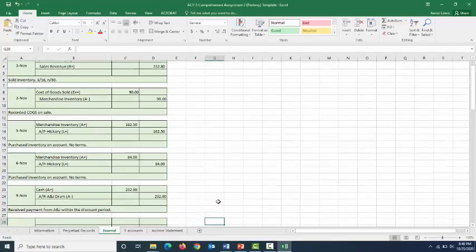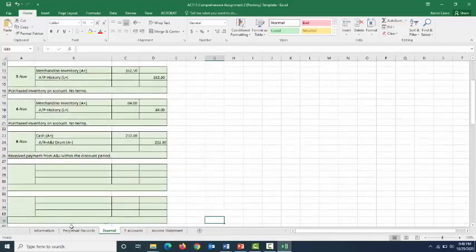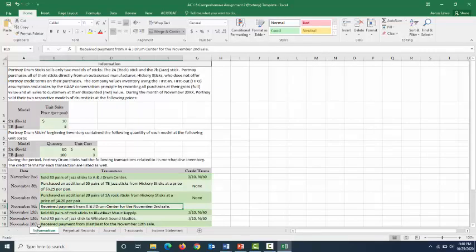Next up, we have November 12th, where we sold 60 pairs of rock sticks to Blast Beat Music Supply. Now we're making a sale, which means inventory is flowing out of our business and into our customers' hands, which means we need to record that flow of inventory on our perpetual inventory record. So let's go back over here.